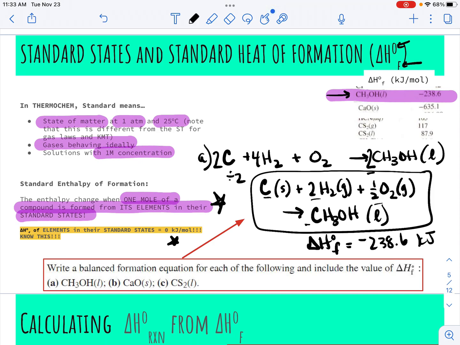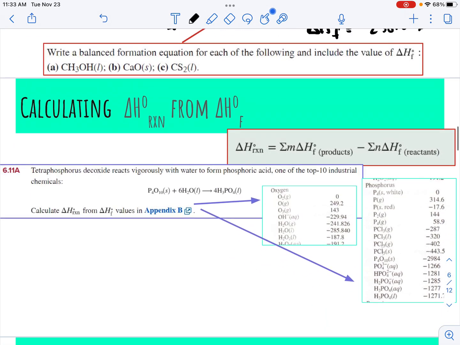Okay, this was example, I don't remember from your book, actually. So I should have written that down. So let's go see.